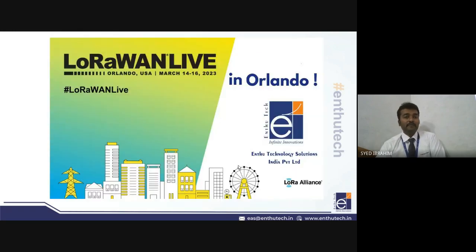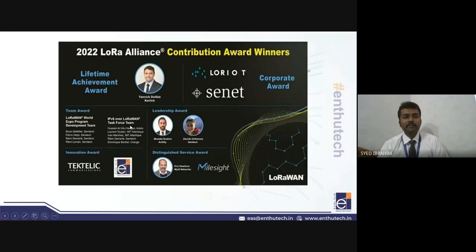And we have received an award at Orlando for our, you can see, 2022 contribution. We have innovated a few real life applications. I mean, we have innovated the real life application into this LoRaWAN technology, and we have been awarded, right?